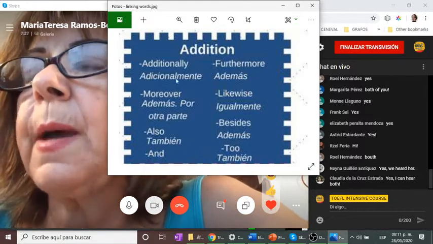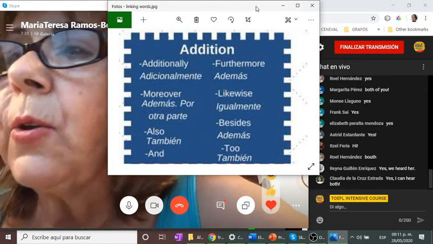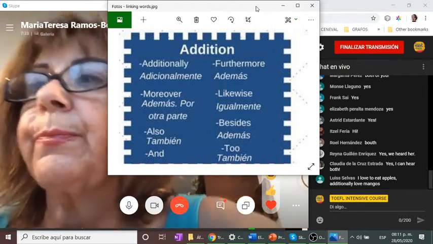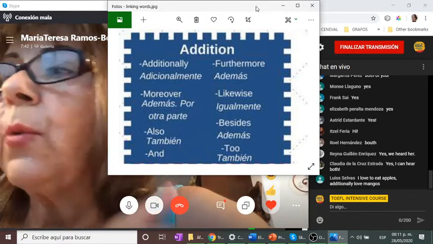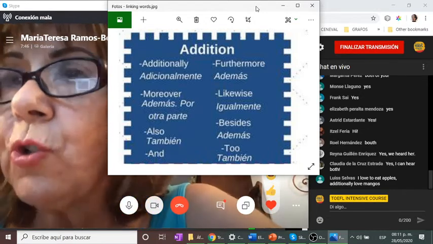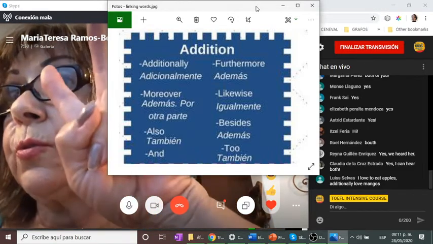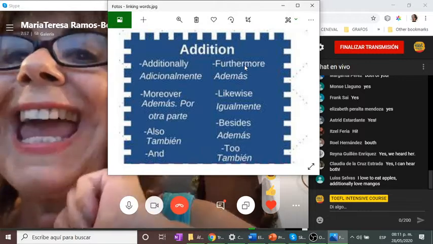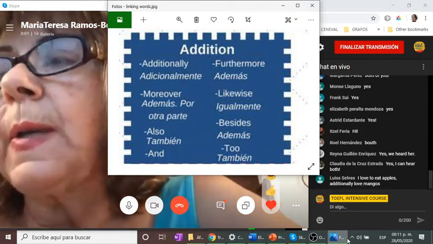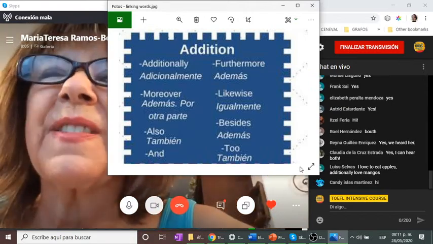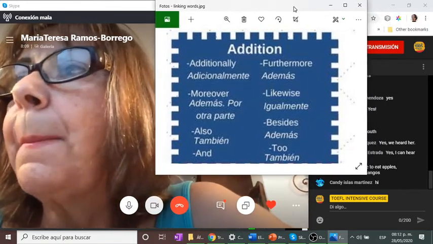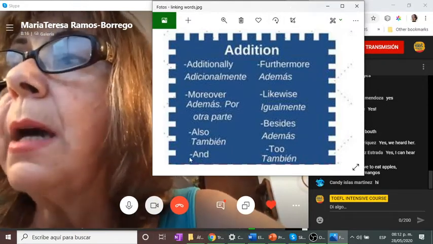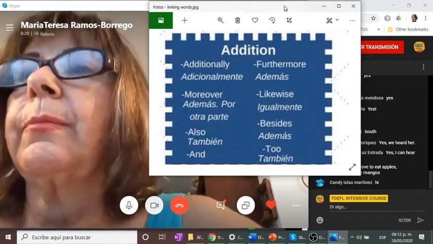Second example. The prosecutor made an irrefutable argument and backed it up with evidence. So I used two. And which ones did I use? I used furthermore, and I used and. The second one is more complicated. It was on purpose. The prosecutor made an irrefutable argument and backed it up with evidence. Yes, you used and as a connector.